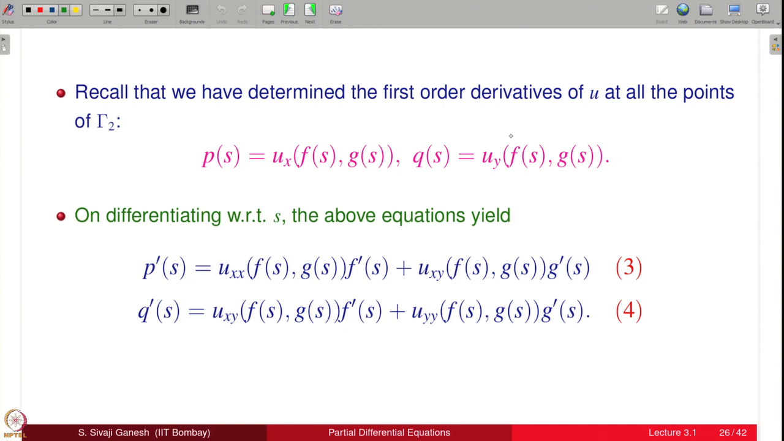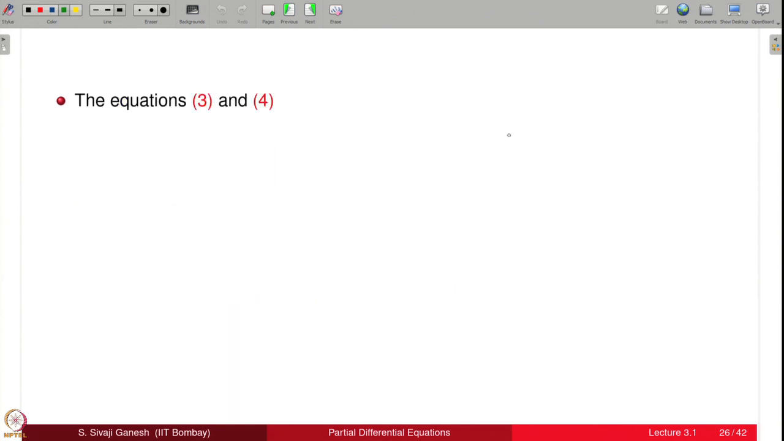So, in conclusion, 3 and 4 represent two linear equations in three unknowns. Therefore, it will be nice to have one more equation so that we can hope to determine the unknown quantities, namely the second order partial derivatives of u along the curve gamma 2. The equations 3 and 4 feature three unknowns, which are u_xx, u_xy, u_yy.